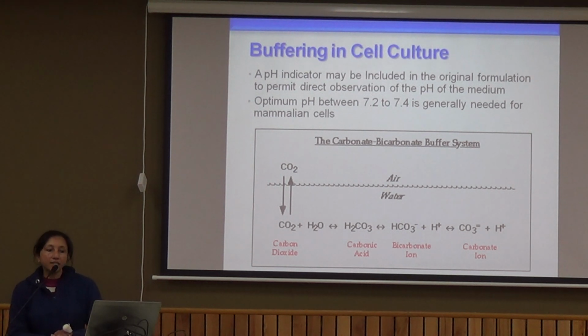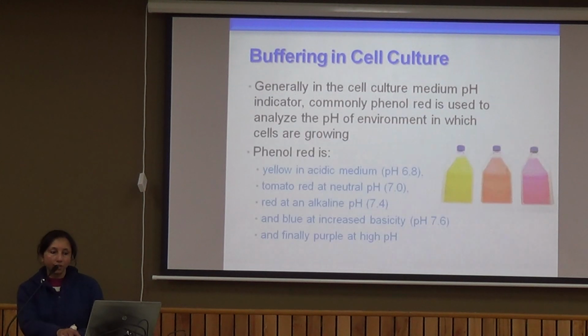So a pH indicator might be included in the original formulation to permit direct observation of pH. Optimum pH should be between 7.2 to 7.4 for the animal cells, that is animal or mammalian cells. So we use a bicarbonate buffer system for the maintenance of the pH. Generally in the cell culture medium, the pH indicator phenol red is used to analyze the pH of the environment in which the cells are growing.